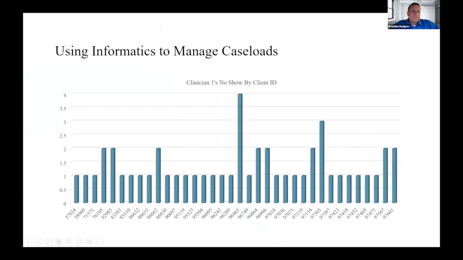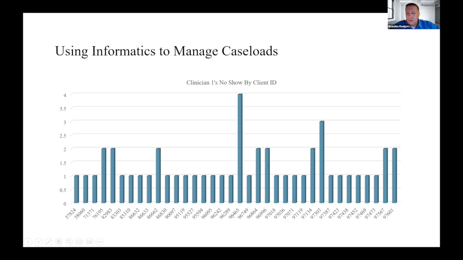All right. So what if we're doing it to manage an entire caseload for somebody? This was a further breakdown of clinician 1. We're still looking at Greg's population, that same graph that we were on. And what we can see here is how many no-shows everybody had on Greg's caseload. And when we do that, we see the client ID, and we can obviously see that there's a few folks that are bigger outliers than others.